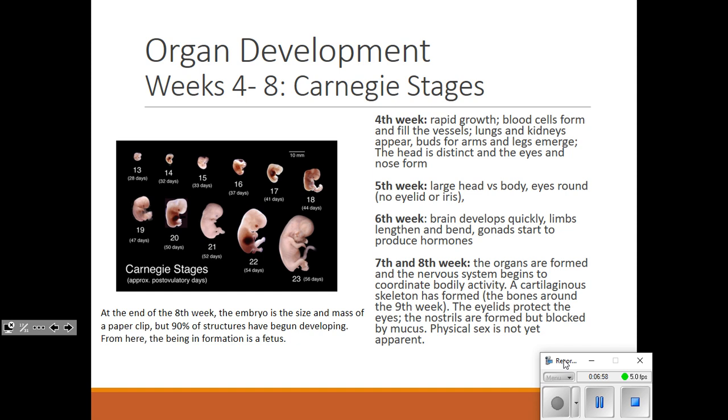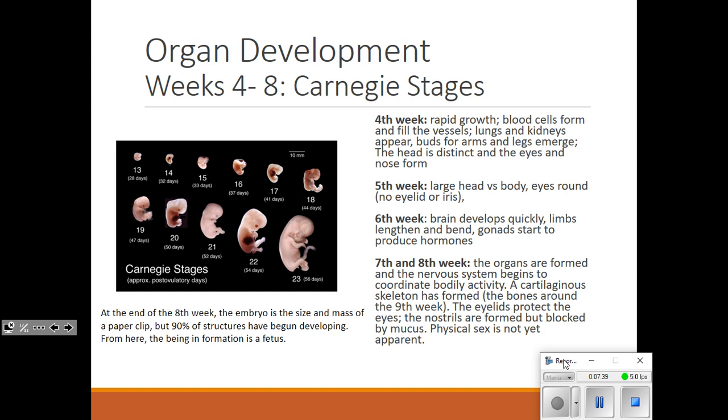In the 6th week, so 6 weeks takes us to about 42 days. So right between pictures 17 and 18. Brain is developing, and the limbs are really starting to lengthen and bend. And if you notice here, you can start to see, oh yeah, that's where the legs are going to be. I can see them. Whereas up until this point, it really didn't look that distinct. There was a top and a bottom, but that was really it. This is where gonads, which are the reproductive structures, start to produce hormones. So, for example, estrogen or testosterone or things like that.